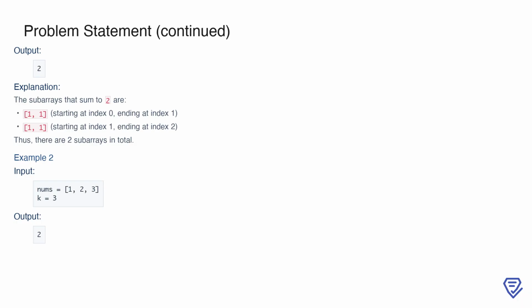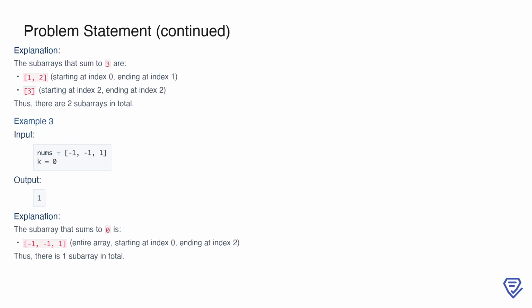Another example is nums equals 1, 2, 3, with k equals 3. Here, the output is also 2 because the subarrays 1, 2, and 3 both sum to 3. These examples demonstrate how to count subarrays that meet the specified condition. In the example where nums equals -1, -1, 1, and k equals 0, the output is 1. The only subarray that sums to 0 is the entire array itself, -1, -1, 1, which starts at index 0 and ends at index 2. This highlights that subarrays can include negative numbers and that the entire array can also be considered a valid subarray.